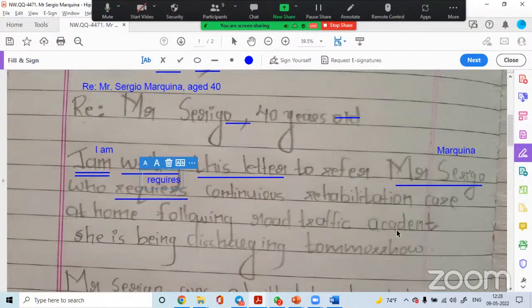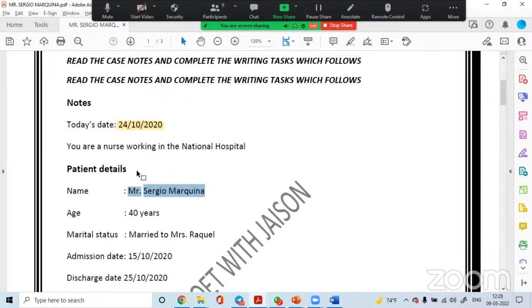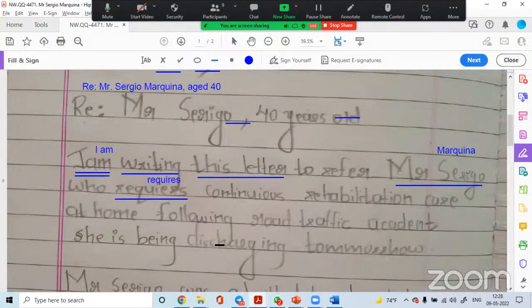Accident, A-C-C-I, it looks like ACA. Okay, A-C-C-I, the dot is missing here, that's why. "She is being discharging tomorrow." So she is being discharged tomorrow. Following the discharge tomorrow. When is she getting discharged? So today's date is 24. Discharge date is 25. She is being discharged. Being is already there.